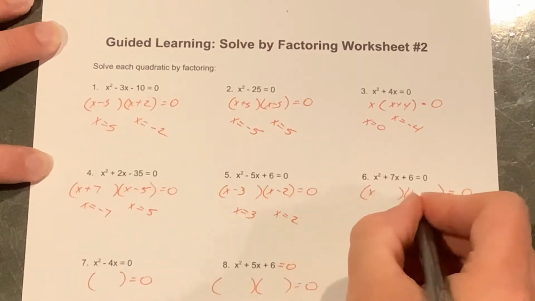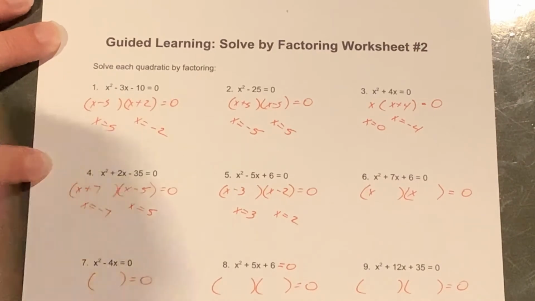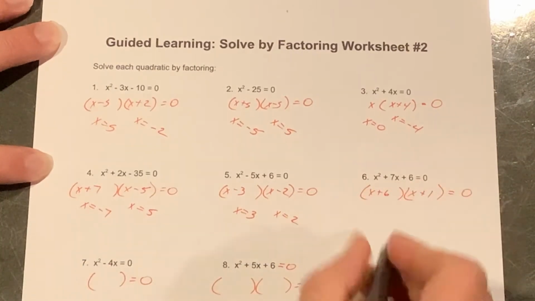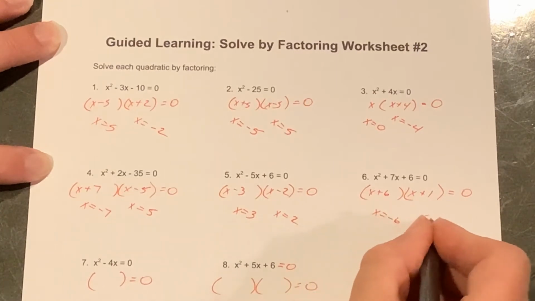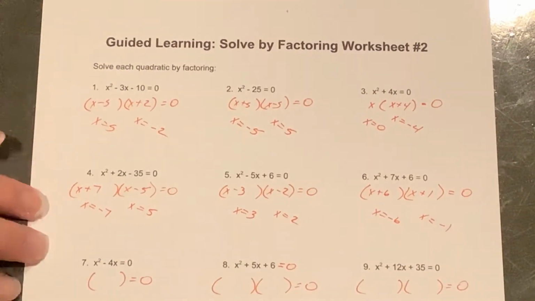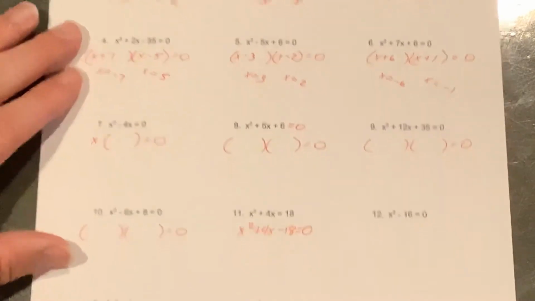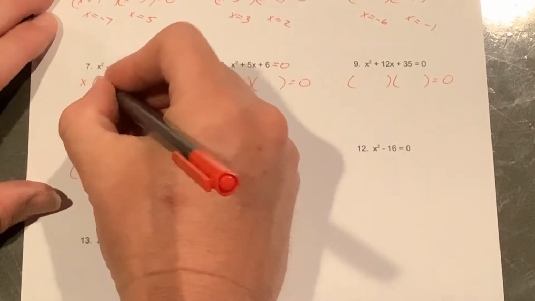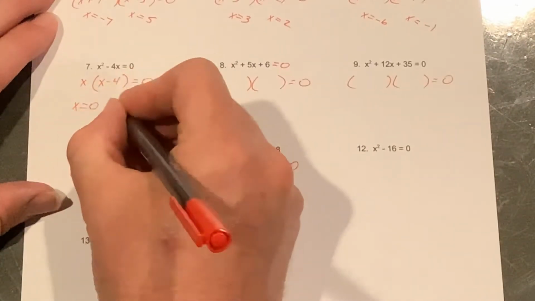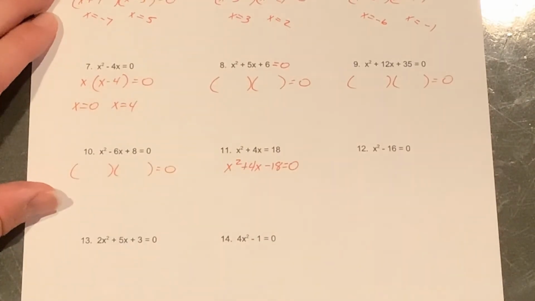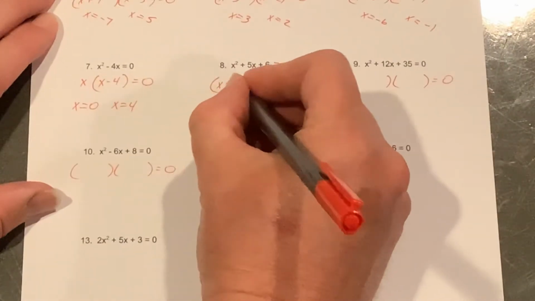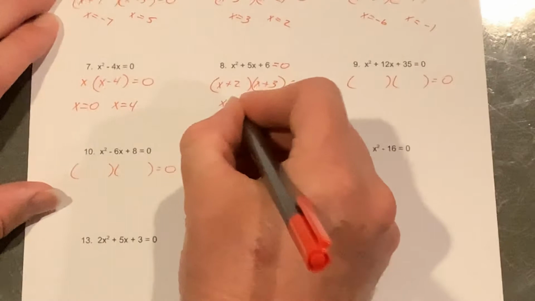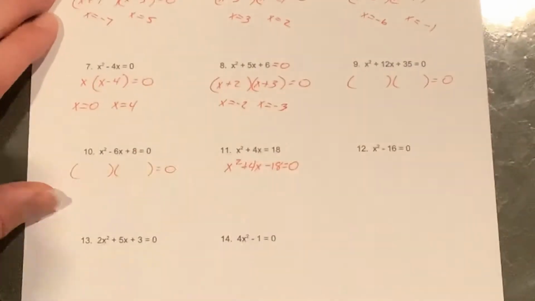Number 6, x and x at the beginning, the two numbers that multiply together to be 6 and add together to be 7 are positive 6 and positive 1. So then my solutions are negative 6 and negative 1. Number 7, we're going to factor out an x. And then we're going to have left an x minus 4 in the parenthesis. Everything's all right there. So we have answers of x equals 0 and x equals 4. Number 8, just like number 5 with a plus in the middle instead of a minus. So x plus 2 and x plus 3 are my factors. So my solutions are negative 2 and negative 3.